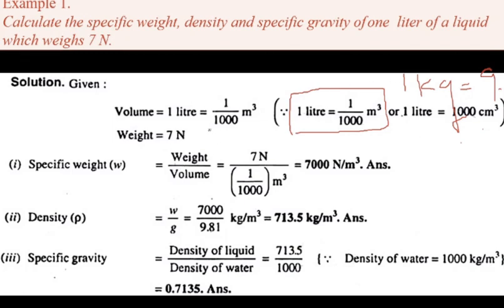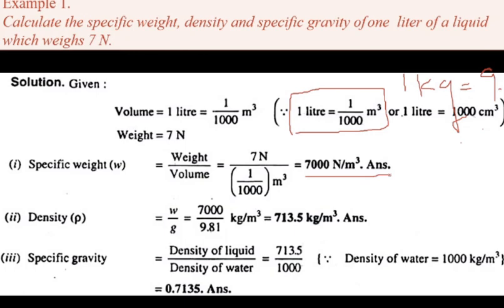So weight is what? 7 Newton given. So whenever it is in Newton, we have to take the volume in meter cube, because of the SI system, you have to follow the same pattern. So weight is 7 Newton, so volume is 1 by 1000 meter cube. So whenever we calculate, we will get the answer as 7000 Newton per meter cube as the specific weight.